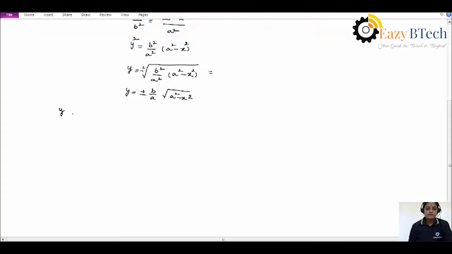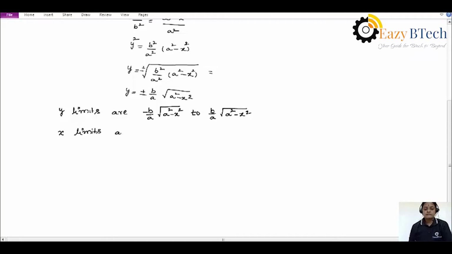So y limits are minus b by a root of a square minus x square to plus b by a root of a square minus x square. Because it is an evaluation of a double integration, y is a function of x, then x is a constant.